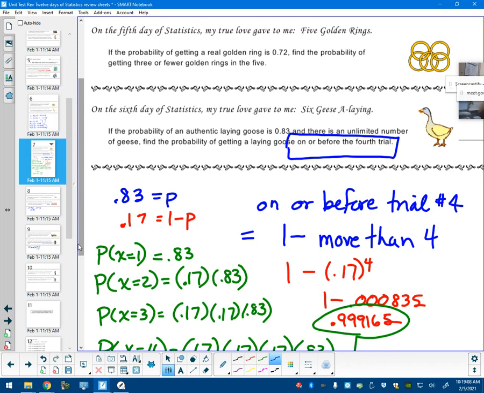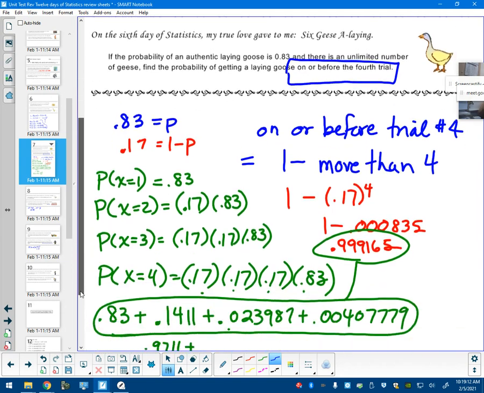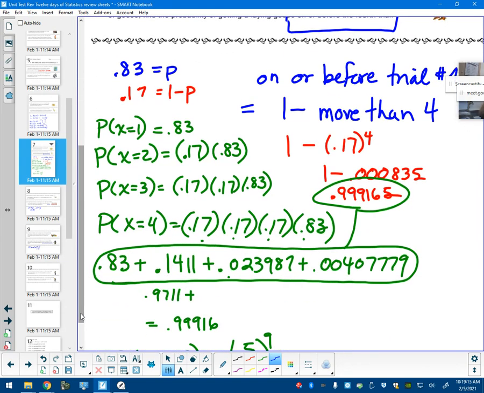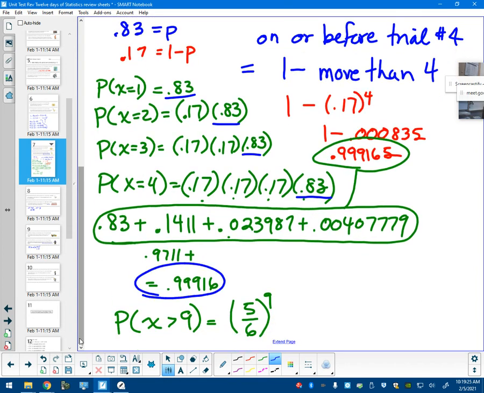So you want the first 4 to be failures and 1 minus that, kind of like what we just talked about. The other way to do it is say, what if I get it on the first one? What if I get it on the 2nd, the 3rd, or the 4th? That adds up to that. So you can do 1 minus the first 4 are all failures, or you can actually add them up.